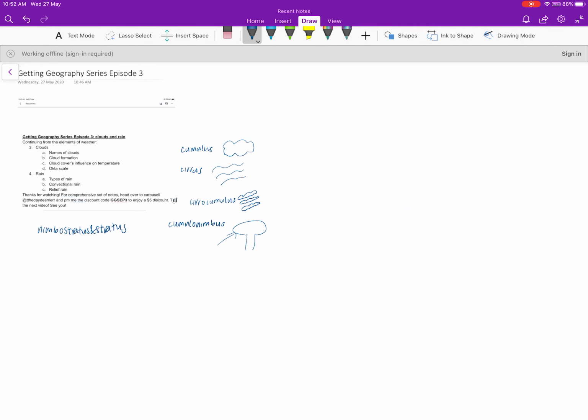Cloud formation, there are a few key steps that you need to know. Firstly, evaporation of water happens, and then the warm water vapor in the air, which was from the evaporation, starts to rise. Water vapor is cooled rapidly as it rises, and as we move higher up the atmosphere, temperature falls and relative humidity rises, because the air is cooler and is less able to hold water vapor.